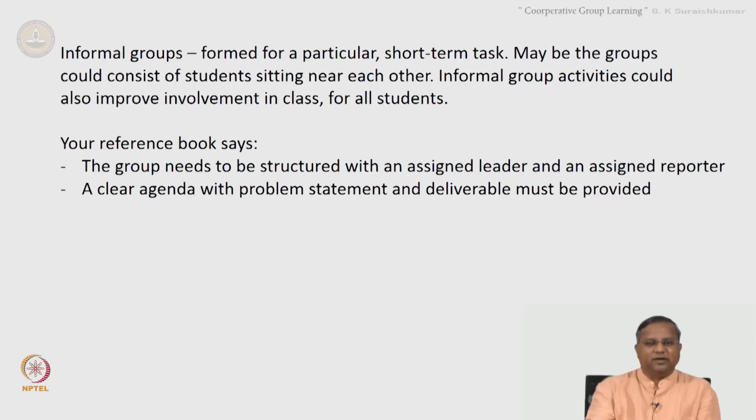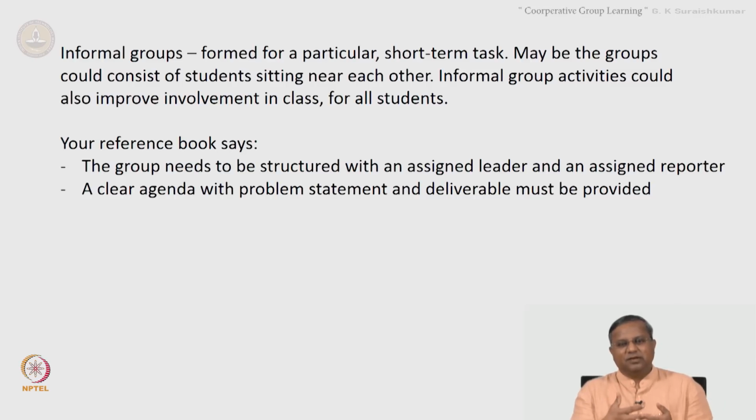There must be a clear agenda with problem statement and deliverables. These must be provided, is what your book says. It makes sense. If they are left to their own wits, things could go in various different directions, which is desirable in certain scenarios, but in the context of most aspects of engineering, especially when you are not brainstorming, you are trying to solve particular problems, making them understand particular concepts, it might be good to have a very clear agenda with a clear problem statement and what needs to come out of their solution, what is expected, not the answer, but what is expected.